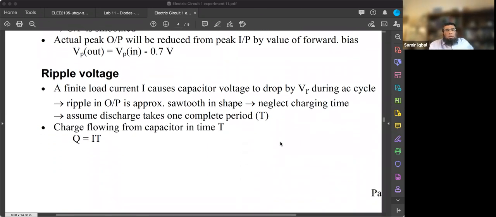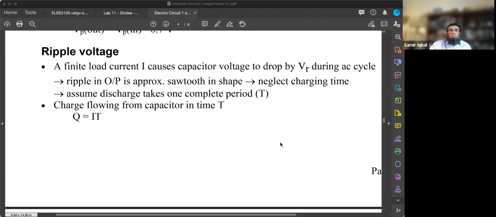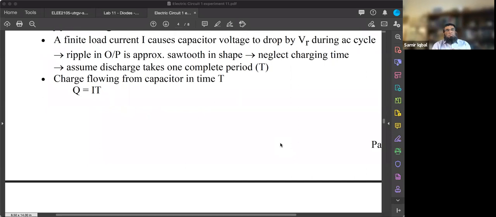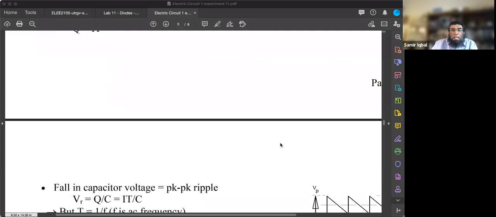Now, if you put a load, we can see what is the charge coming out from the capacitor in time t. And that's a simple formula, Q equals IT, which is the charge flowing from the capacitor in time t. Current is the amount of charge flowing through a cross section in unit time, right? That's how we define current. So if you want the charge, we just multiply it with time, and we get the charge flowing out of it.